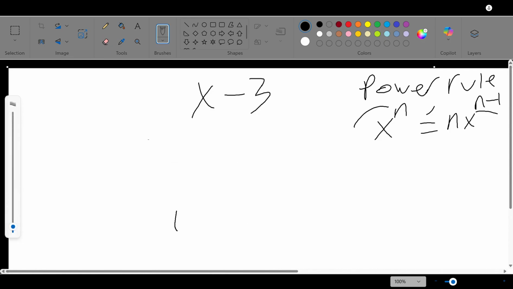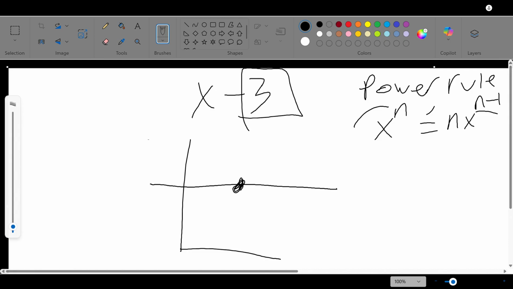So let's say on the graph you plotted the point 3 and the slope is 0. Since the derivative is the instantaneous slope at that point, when you find the derivative of that, the slope is always going to be 0.